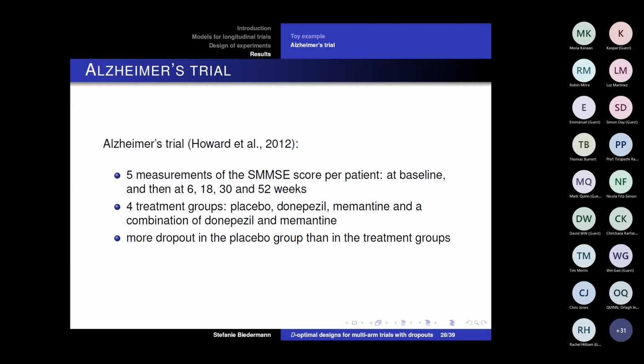Okay, in the original trial, there were 5 responses per patient, and the response is the SMMSE score. The time points in the original trial are baseline, 6, 18, 30, and 52 weeks. And they were looking at 4 treatment groups: placebo, donepezil, memantine, and a combination of both. And what made the trial interesting to us for trying to redesign was that there was actually differential dropout in the 4 arms.